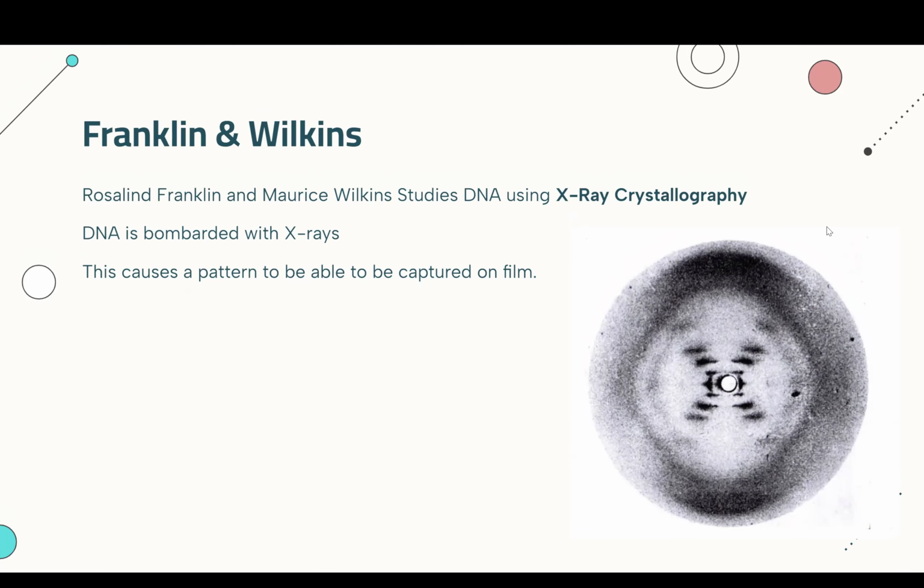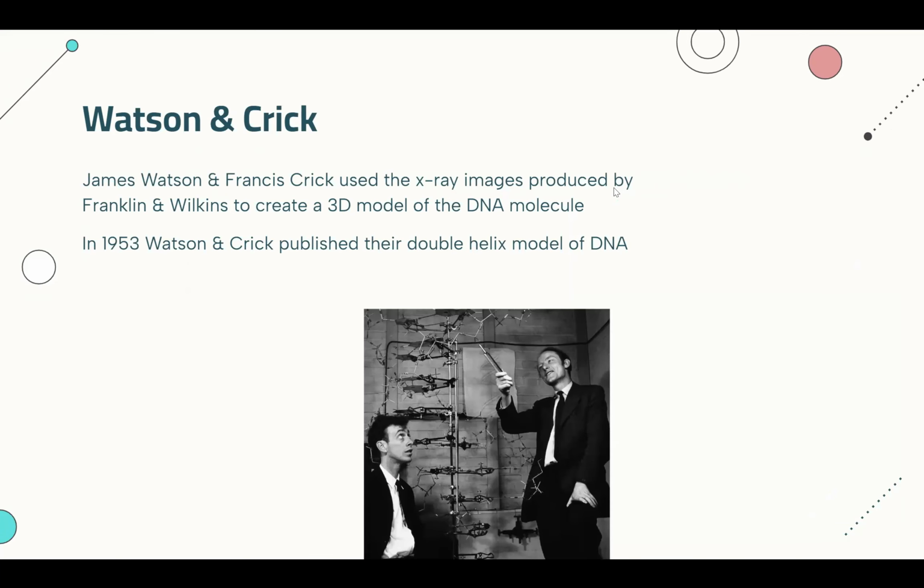Watson and Crick utilized the X-ray images produced by Franklin and Wilkins to create a 3D model of the DNA molecule. They have the double helix theory. Franklin and Wilkins took a picture of DNA and hypothesized that it was a singular helix, just a spiral that goes like this, right? And this was used by Watson and Crick without citing them as a source, which is really important. This is one of the things that led up to the purpose of citations. And then they published this double helix model of DNA.